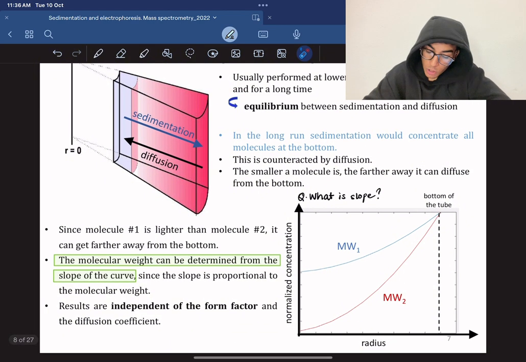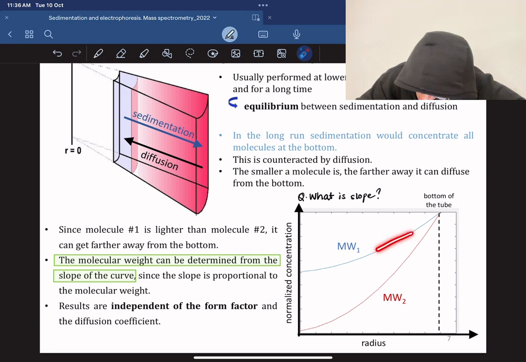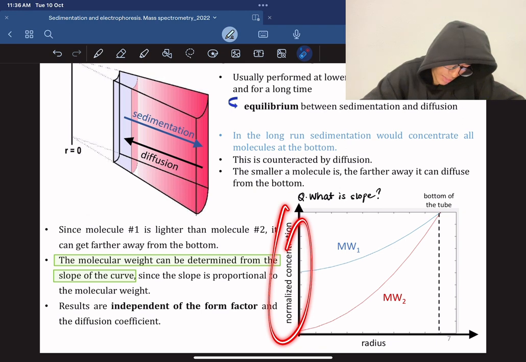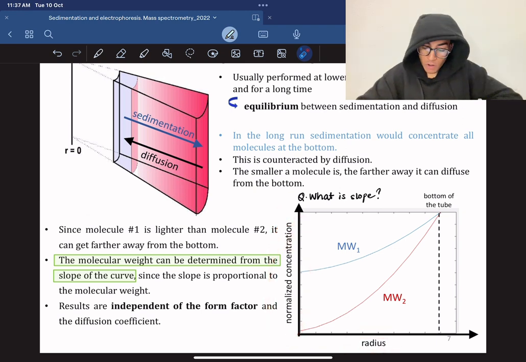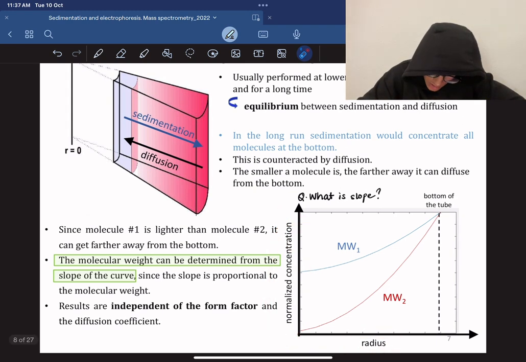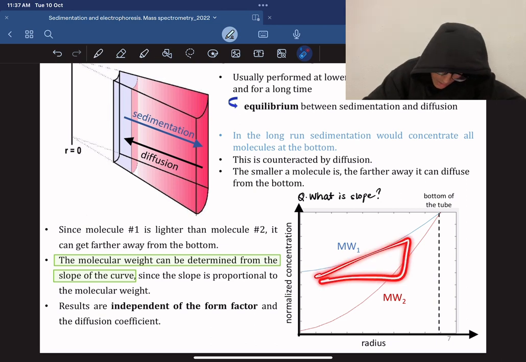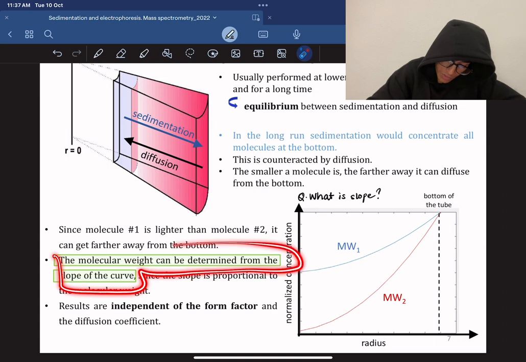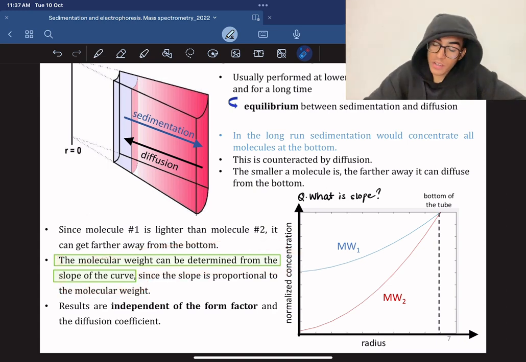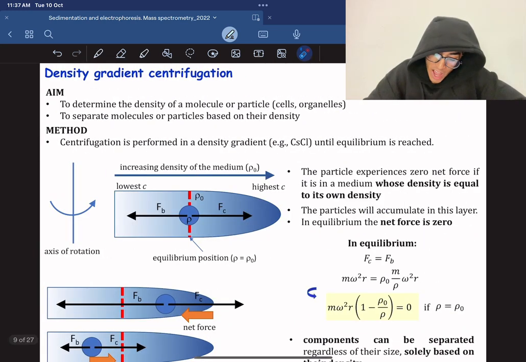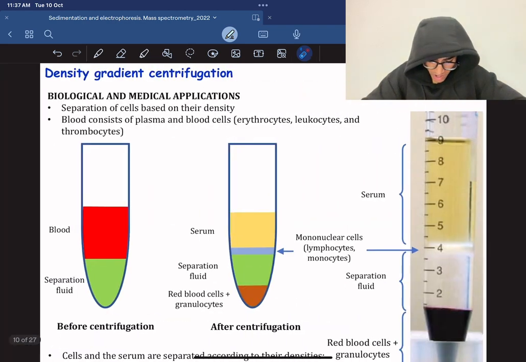Now, this slope, this graph, they might give this graph and ask a true or false, something like that. So what is given by the slope of this graph, okay? You have to understand normalized concentration by radius, okay? This slope gives us the molecular weight. This is the slope that gives us the molecular weight. The molecular weight can be determined by the slope of the graph. Important, learn that. Then we have density gradient centrifugation.